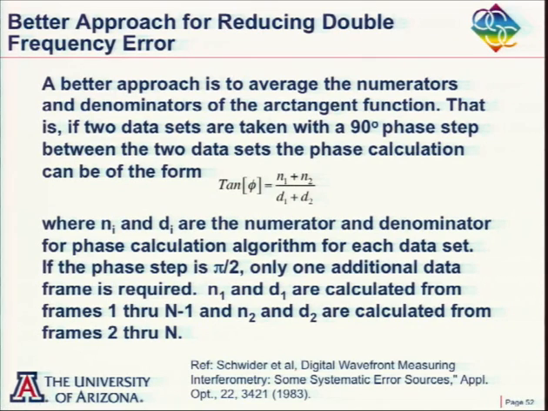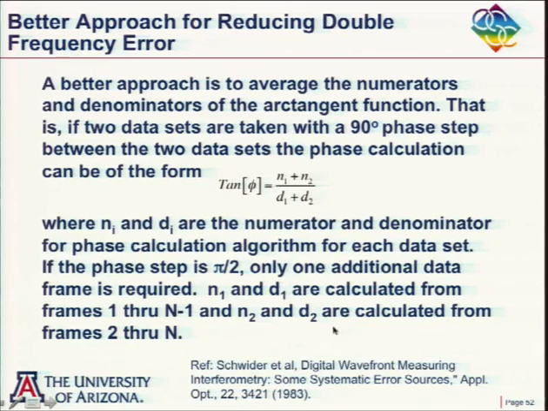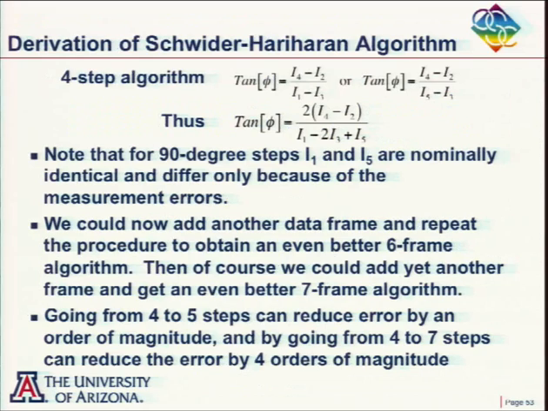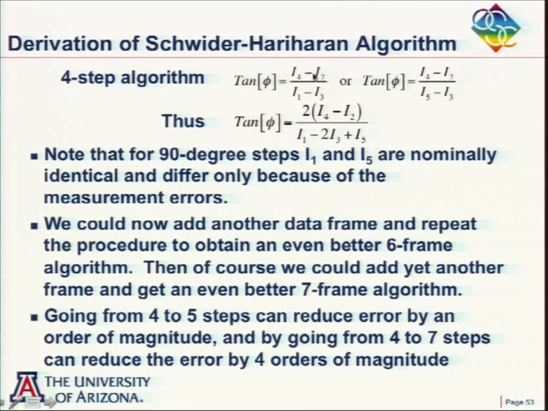And so as an example here, we will derive this Schwider-Hariharan algorithm, which, as I told you previous class, I used to call it the Hariharan algorithm until Schwider pointed out to me that he had derived it first in this paper right here. So it probably should be called Schwider algorithm, but I call it Schwider-Hariharan. So let's go to the four-step algorithm that we derived in class. We had that tangent of the phase is I4 minus I2 divided by I1 minus I3.